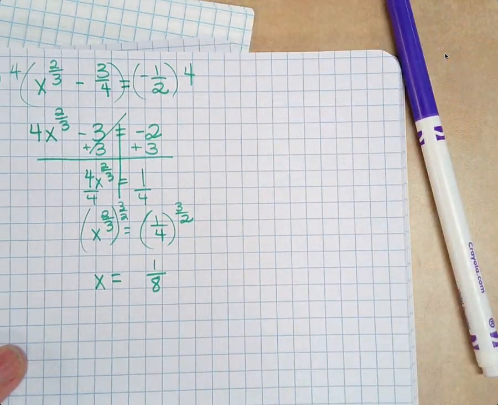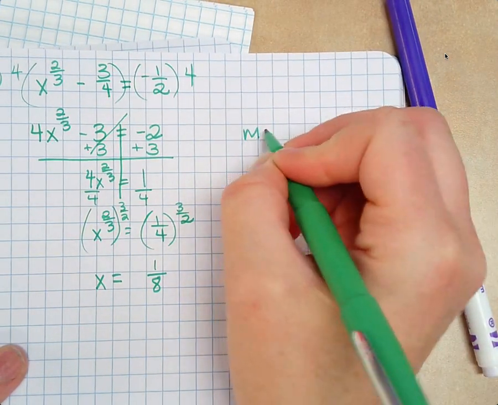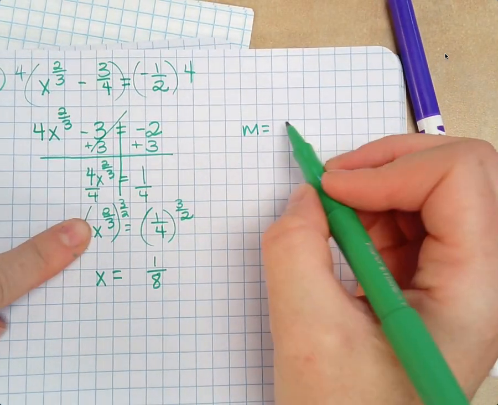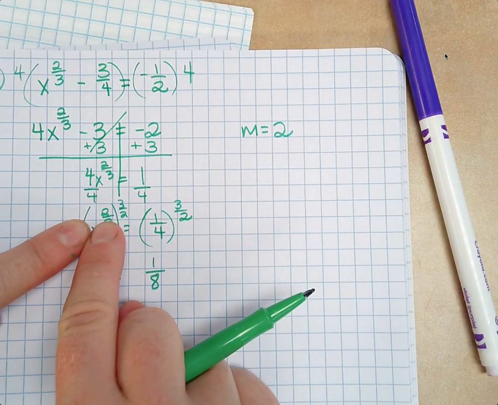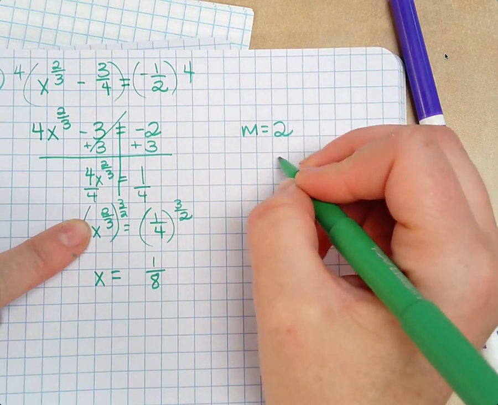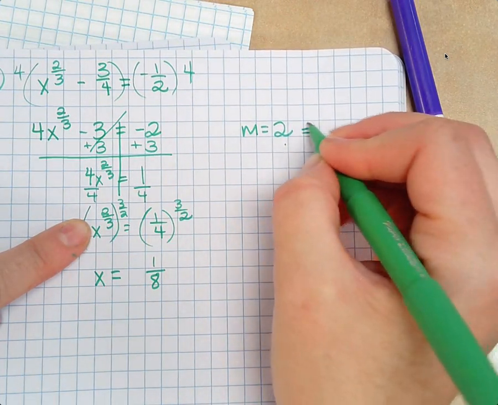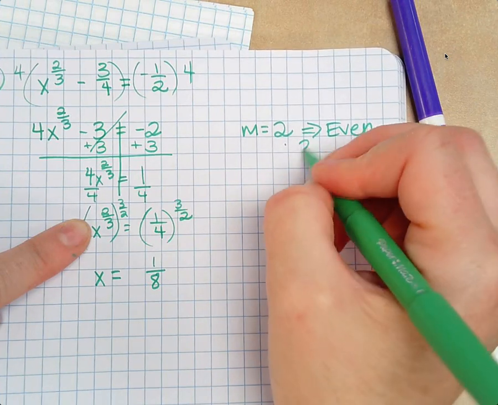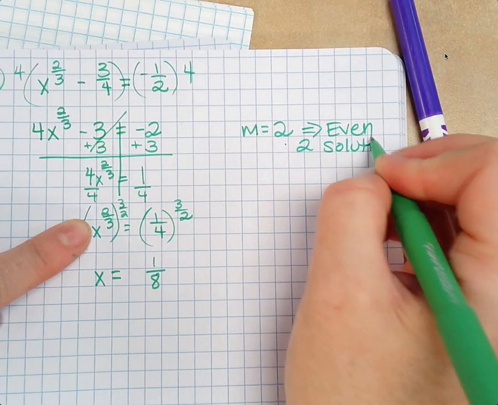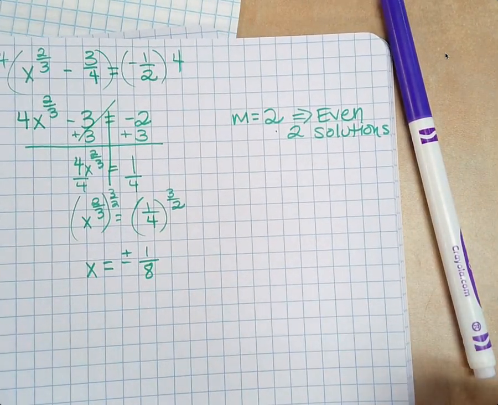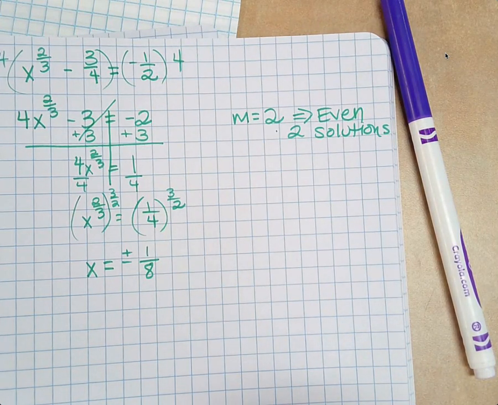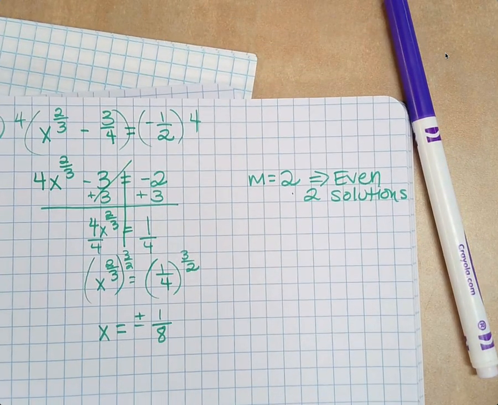But one thing we have to check is what our m was in the beginning. What was our m, in m over n? So m was 2. So what does that mean about our solutions? It's even. So we'll have 2 solutions. So we need to put plus or minus. And then we just need to check our answer.